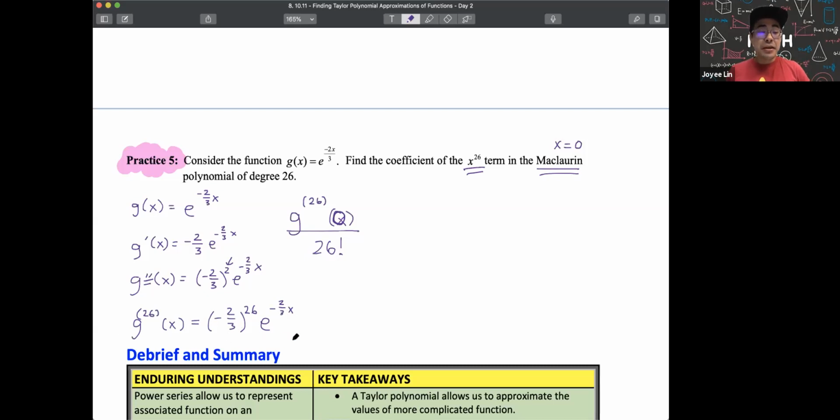From there, we can plug in 0 into the function. Anything to the 0 power is 1. So then the value of the coefficient is just going to be (-2/3)^26, all of which over 26 factorial.